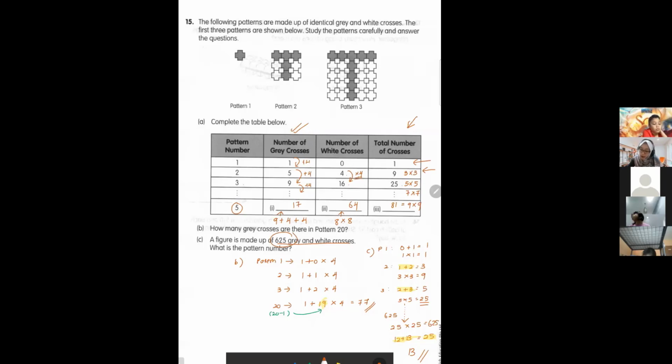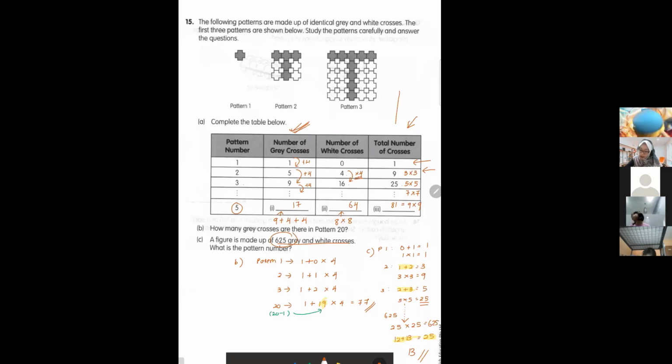Okay. And then here, there is a pattern. 1 times 1 is 1, 3 times 3 is 9, 5 times 5 is 25, and so on and so on. So for 5 will be 9 times 9 is 81. So for B, you look at the pattern 20, right? How many gray crosses are there? It's 1 + pattern minus 1 times 4. So pattern 20 is 1 + 19 times 4. 19 means I take the gaps, 20 minus 1, times 4. Okay, we get 77.